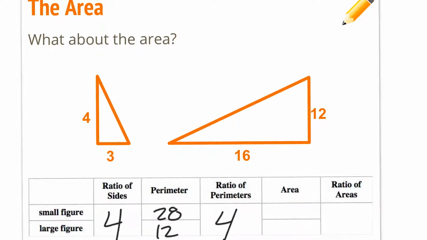Now for this one, instead of finding the perimeter, we're going to find the area. And again, I'm going to ask you to do this by yourself, but I'll give you a tip. The area is base times height divided by 2.